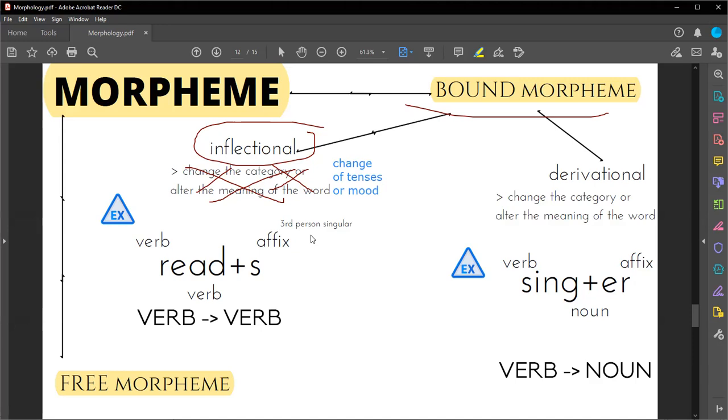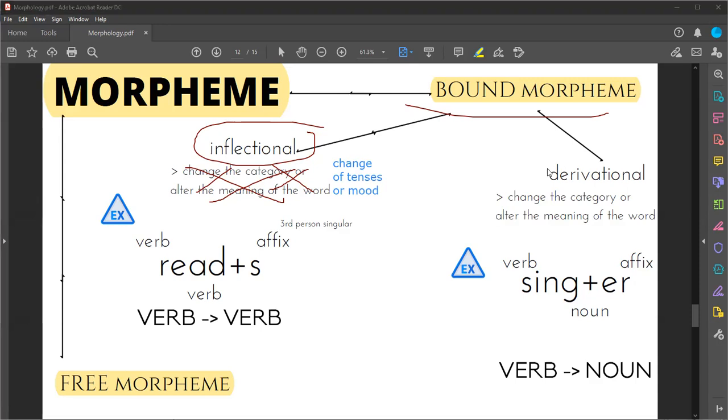Let's go to derivational in here at the right corner. When we talk about derivational, we are talking about changing the category. When we talk about category, we have the verb, noun, adjective, pronoun, all of those things, okay? So in here, class, we have an example, sing. Actually, the word in here is singer, but let's digest each morpheme.